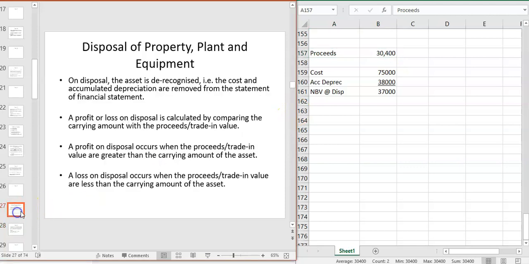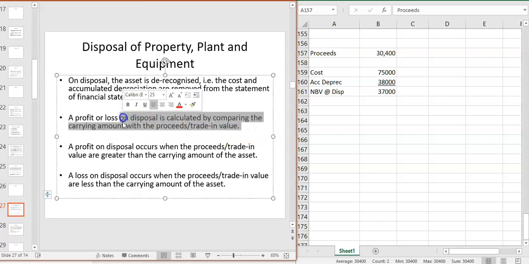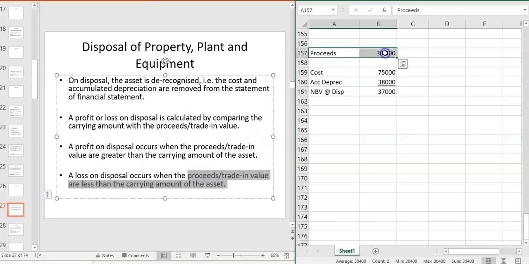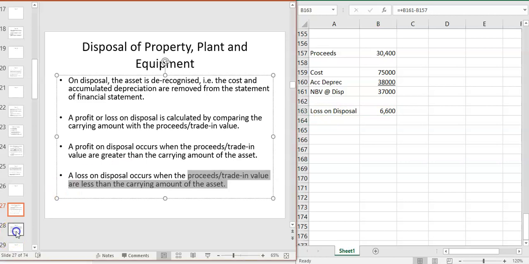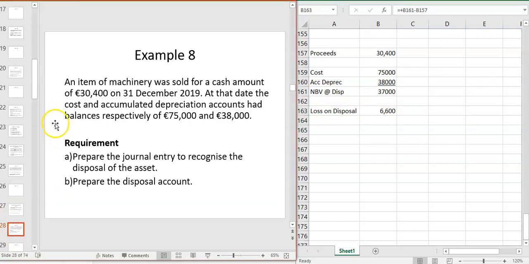So if we go back, our proceeds here are less than our carrying amount. Right? Proceeds, the 34, is less than the carrying amount. So that means I've made a loss on disposal of 6,600. Because you've sold or you've swapped one asset out and you've brought cash in. So you've made a loss on disposal.